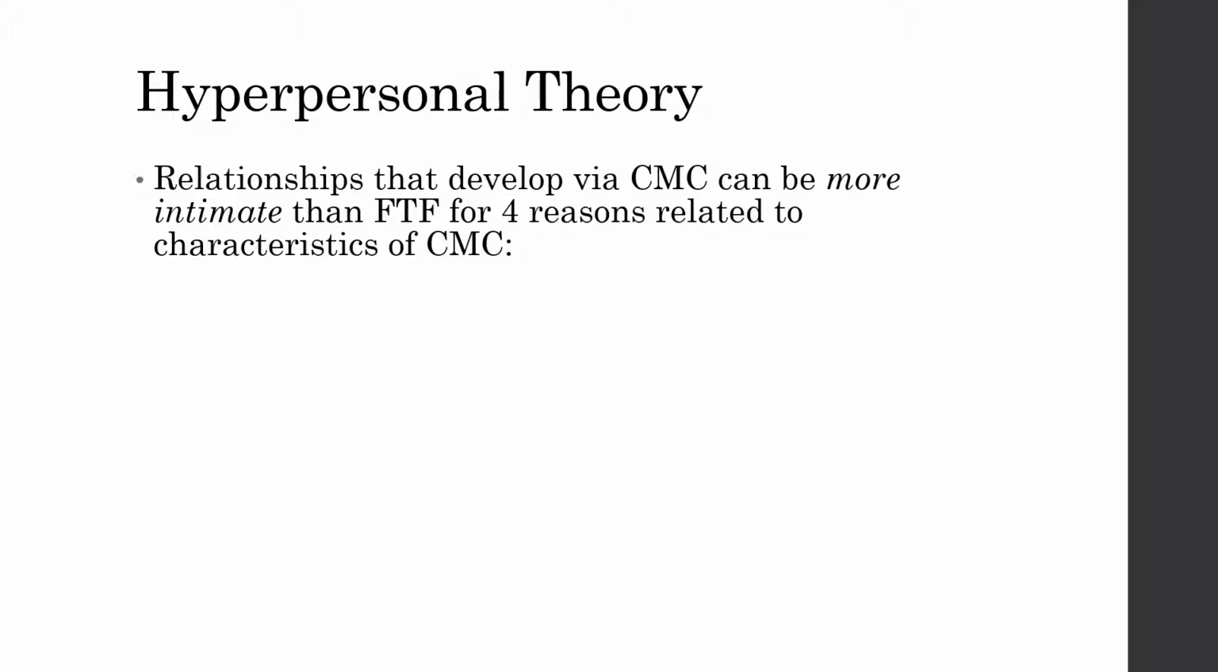So moving on from social information processing theory, hyperpersonal theory suggests that not only do computer-mediated communication partners overcome the limitations of CMC, but they use text-based communication to develop relationships that are more intimate than their face-to-face counterparts. So we hyper-personalize interactions to compensate for the lack of nonverbal information. And this occurs through self-presentation and partner idealization. So these theorists argue that relationships that develop via computer-mediated communication are more intimate for 4 reasons related to the characteristics of CMC.